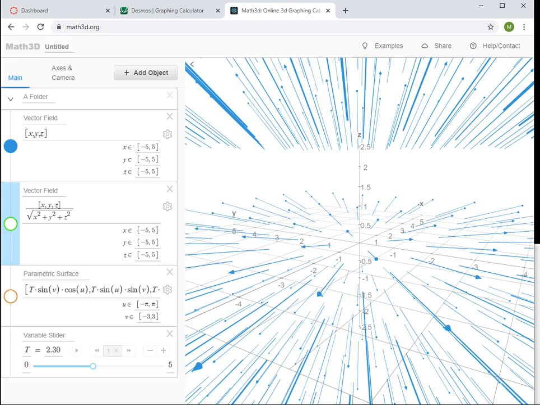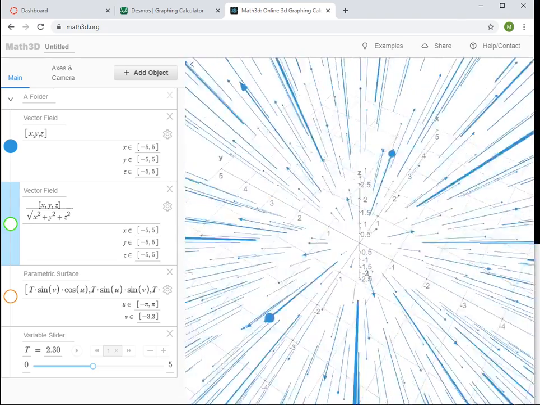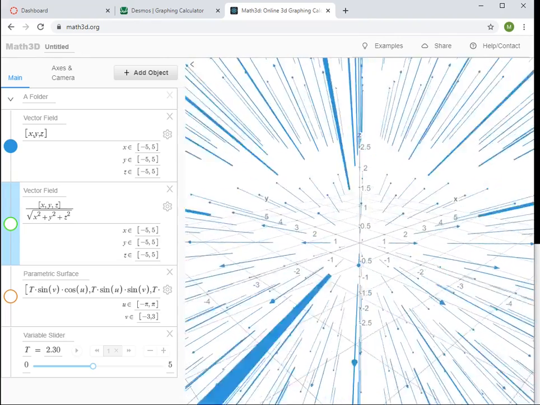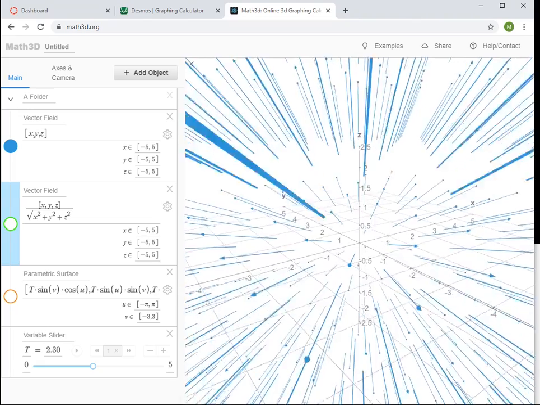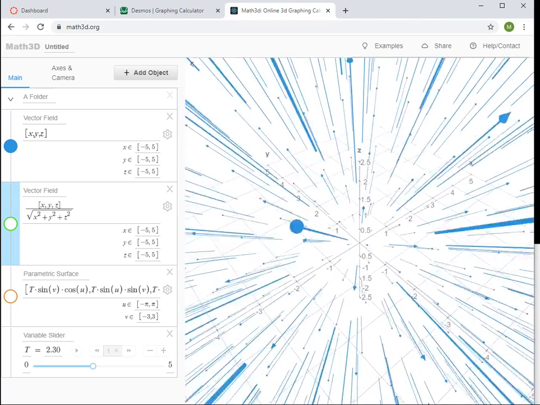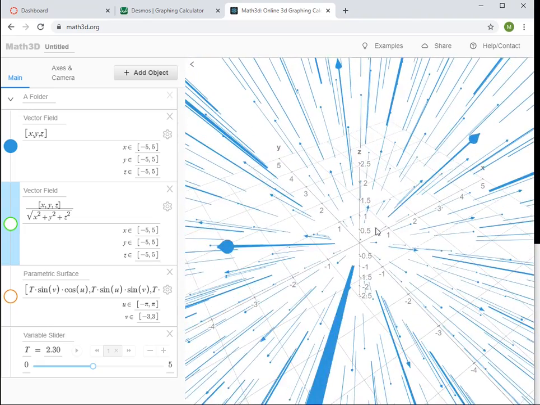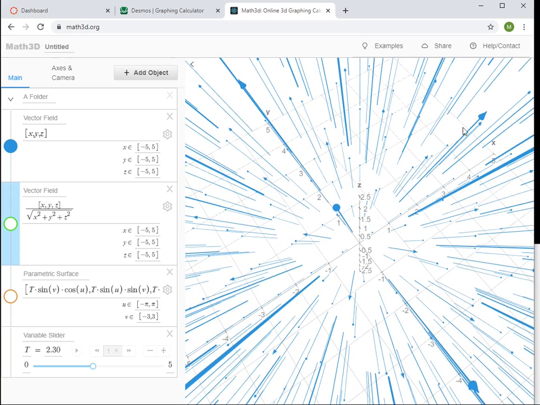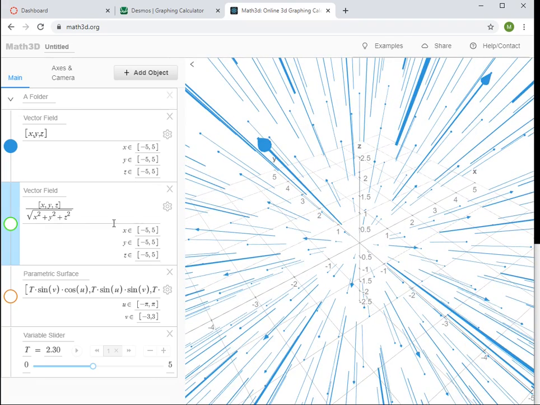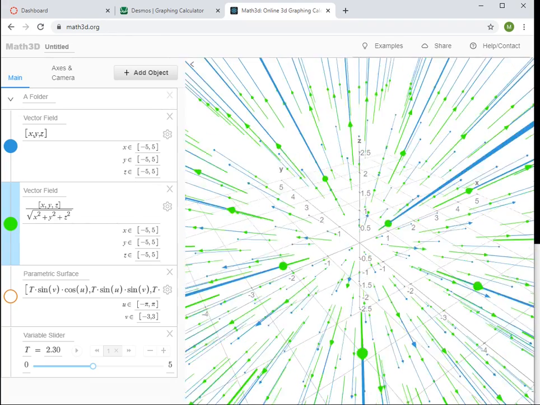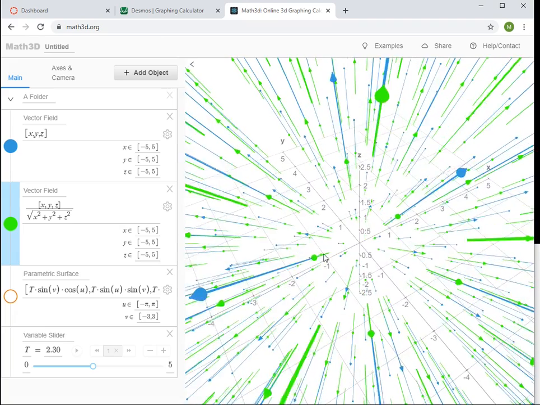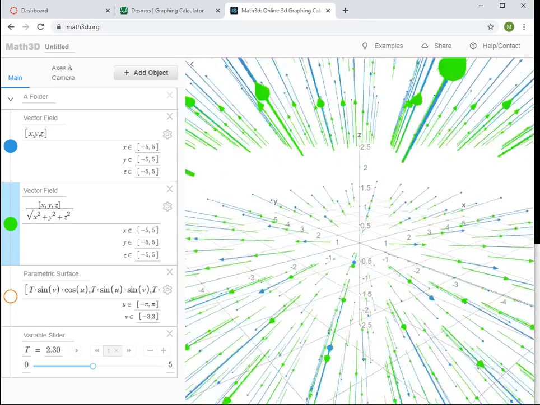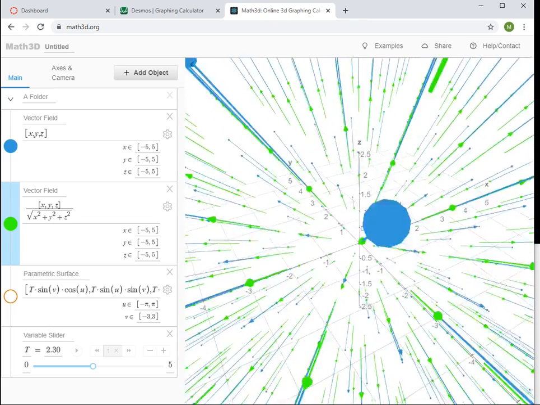math3d.org. So here in blue is just our vector r. You can see these vectors are all pointing radially outward from the origin. And as we move further away from the origin, the magnitude is growing, right? So we can see that, as you get further away, those arrows become longer. Okay, now here's the vector r hat. It's just this field of unit vectors. They all point in the same direction as the blue vectors. They're just unit length. Okay, so that all makes sense.